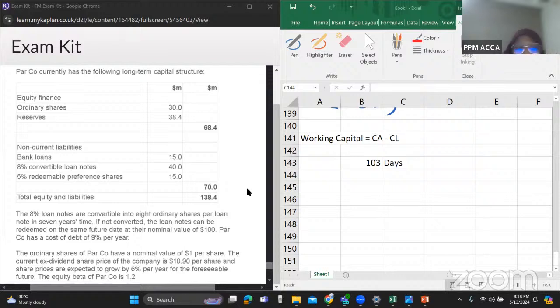They have a lot of instruments here. It's to do with, obviously, loan notes as well as equity. Everything to do with financial instruments.